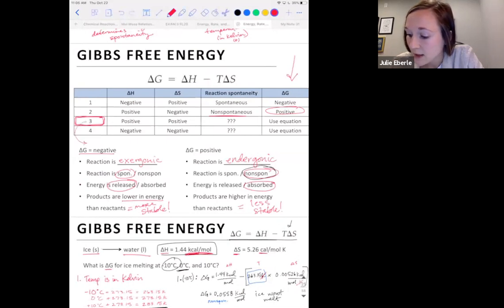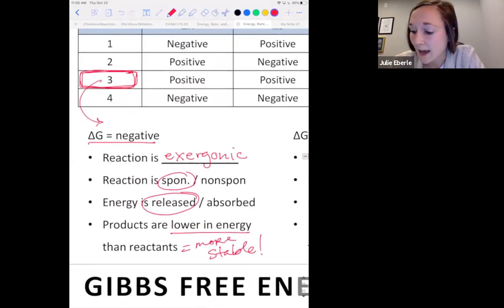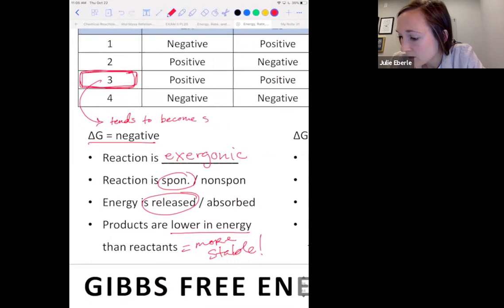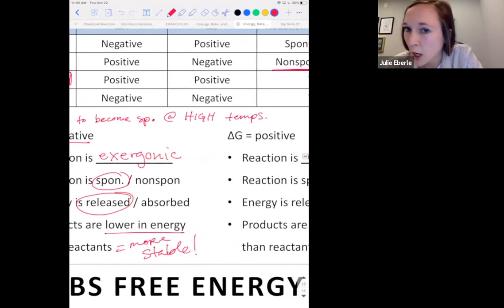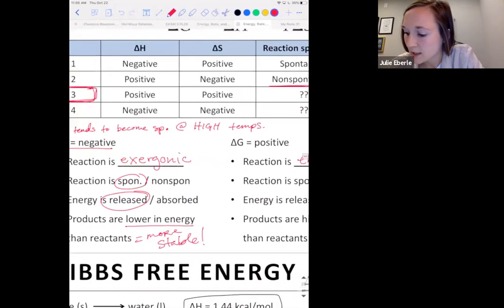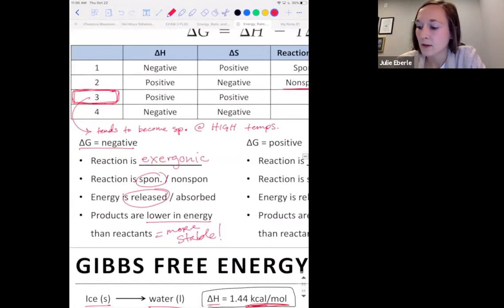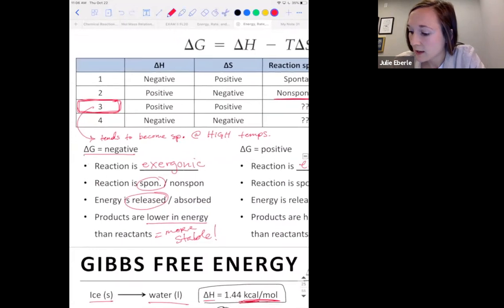So this scenario, the reaction, will tend to be or become spontaneous, SP, at high temps. Notice I'm not using the word always here, but it will tend to become spontaneous at higher temperatures. It can tend to be non-spontaneous at lower temperatures, and vice versa. All right, so that's what you know about row 3.